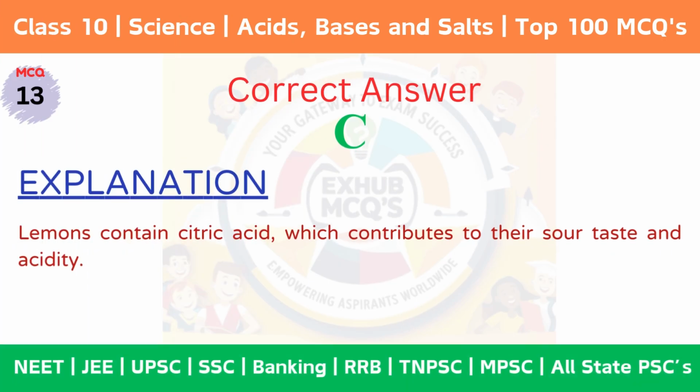The correct answer is option C, citric acid. Explanation. Lemons contain citric acid, a weak organic acid that gives them their sour taste. Citric acid is widely used in food and beverages as a flavoring agent.